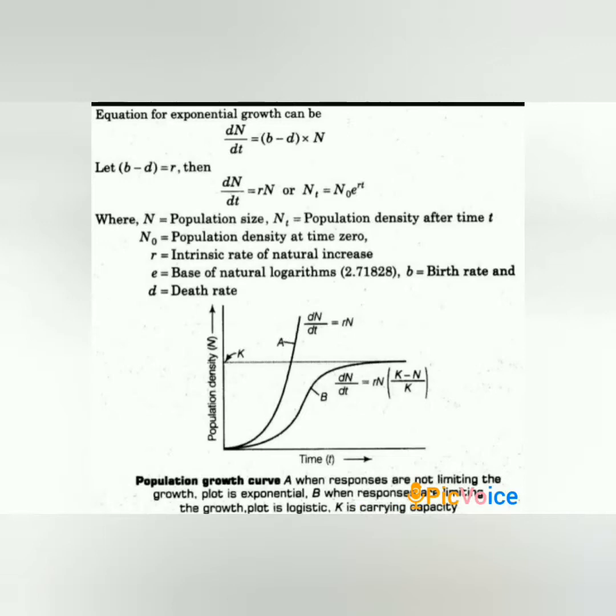Let's take a look at this equation and the graph given below. Here, we know that exponential growth is given by dN/dt = rN, where N is population size and r is intrinsic rate of increase. Let's take into consideration an example.